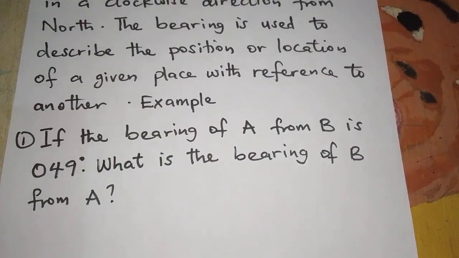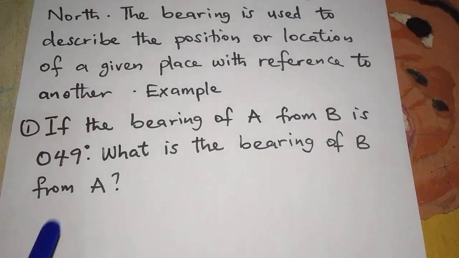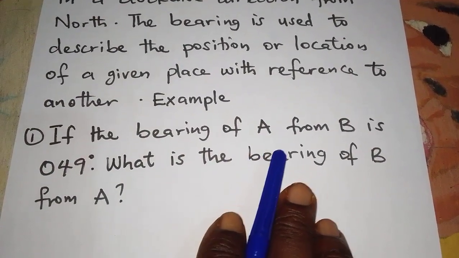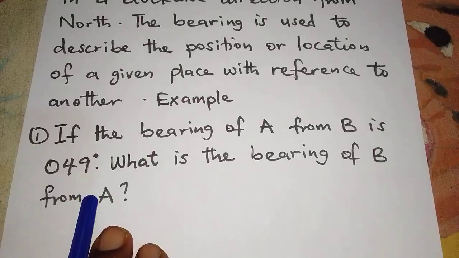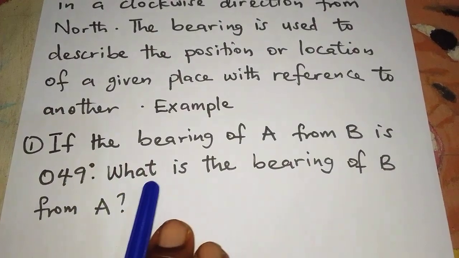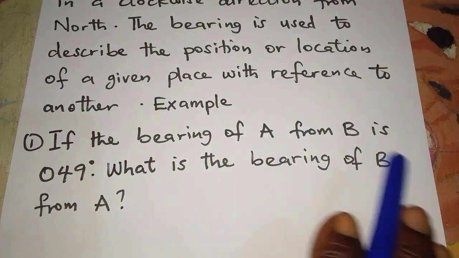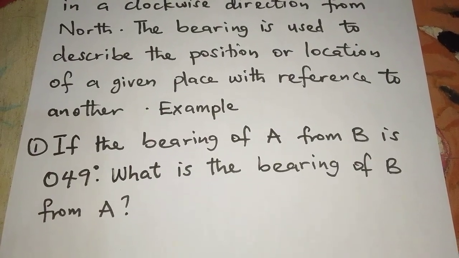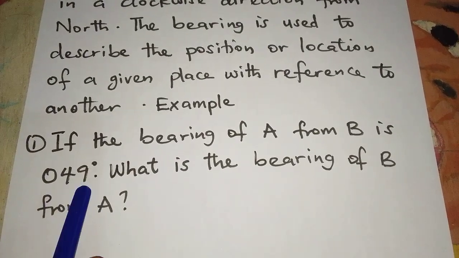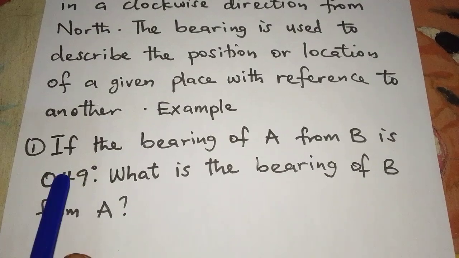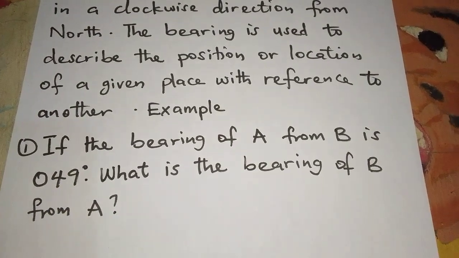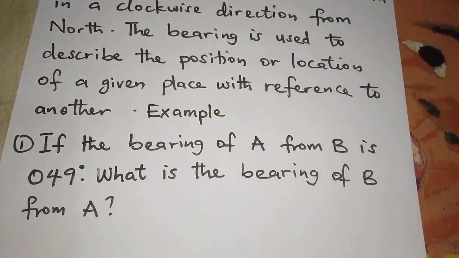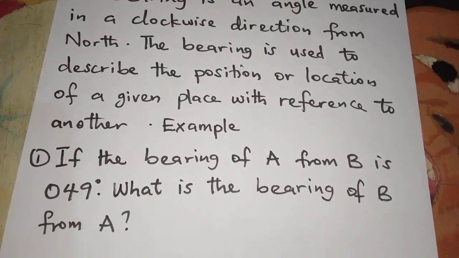For example, if the bearing of A from B is 49 degrees, what is the bearing of B from A? First of all, you determine which quadrant this 49 degrees is in. 49 degrees is in the first quadrant.